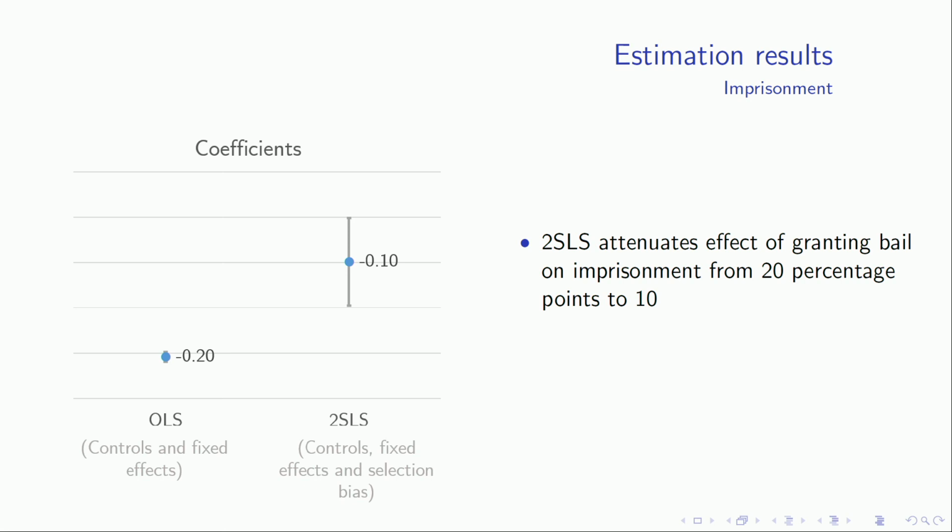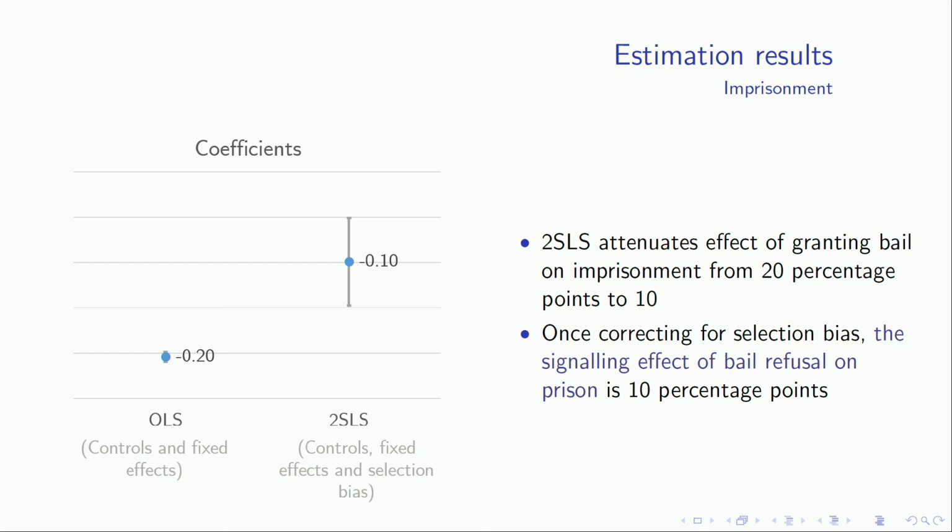Finally, imprisonment. In OLS, when we only look at controls and fixed effects, and compare the people who are currently released on bail and the people who are refused bail, you see this huge disparity of 20 percentage points in their likelihood of going to prison. So someone who is refused bail is 20 percentage points more likely to go to prison than someone who's released. But once we correct for selection bias using two-stage least squares, the signaling effect is really more like 10 percentage points. So the same person, if they are refused bail rather than granted bail, their likelihood of going to prison increases by 10 percentage points. But that's still fairly huge, I would say.